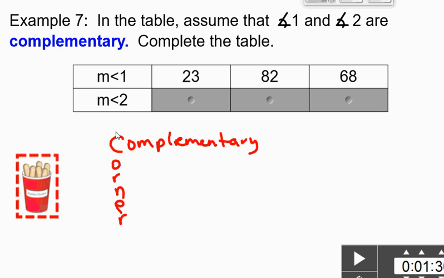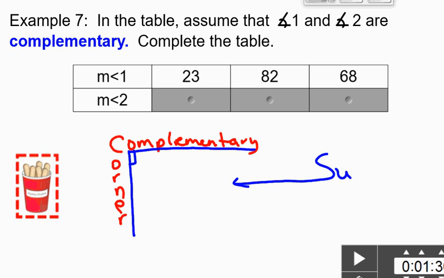All right, so if I have complementary angles, they make a corner and they are also a right angle. Supplementary makes a line. Okay? Supplementary angles have to add to 180 degrees. So these complementaries are 90, supplementaries are 180.